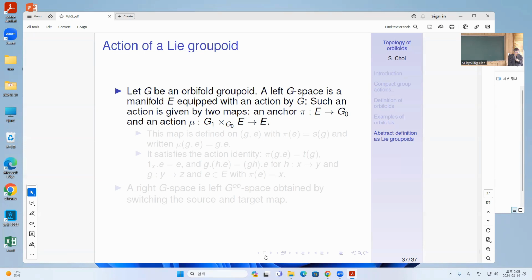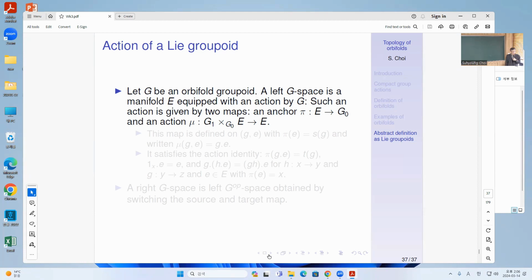So let's think about, yeah, so this is our space. We talk about the action of the groupoid. So let G be an orbifold groupoid. A left G-space is a manifold E equipped with an action by G. Such an action is given by a map, which is an anchor, which goes from E to G0, and then the action G1 times E0 goes to E.